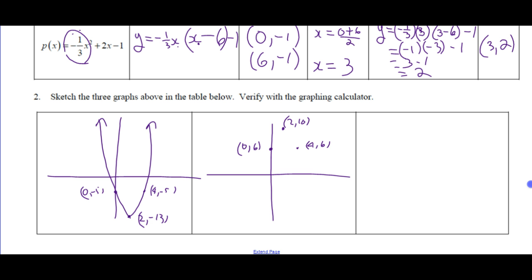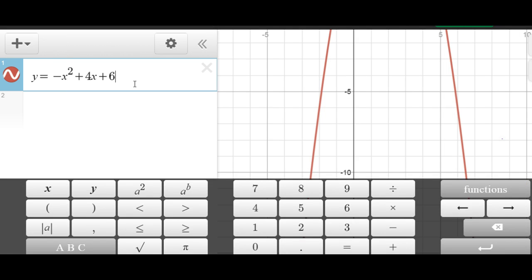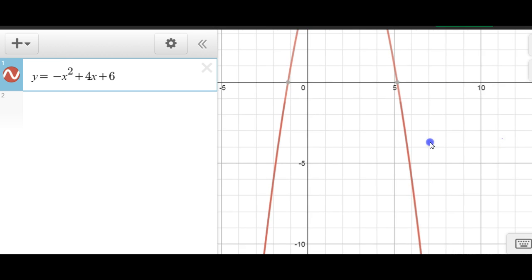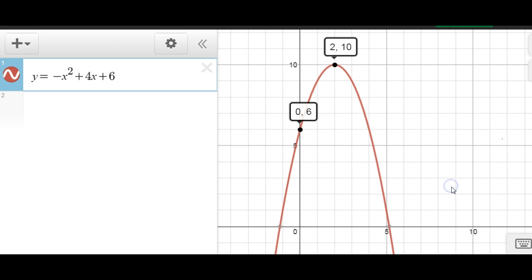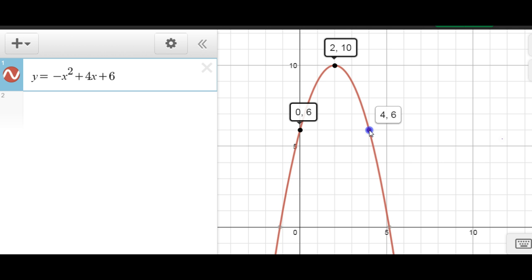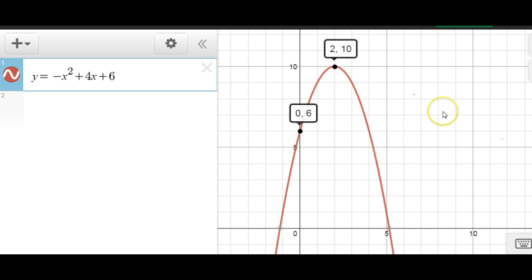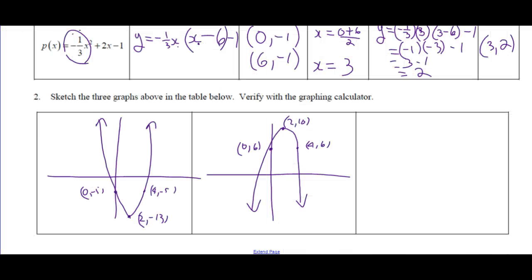And what else do we have? It opens down, right? Okay, so let's go graph that. Okay, (2, 10), (0, 6), and (4, 6). Right there, (4, 6). There's the graph. Again, nice thing about Desmos, you get the points labeled for you. Once you label a point, it's kind of nice. But it matches up. So we're good.